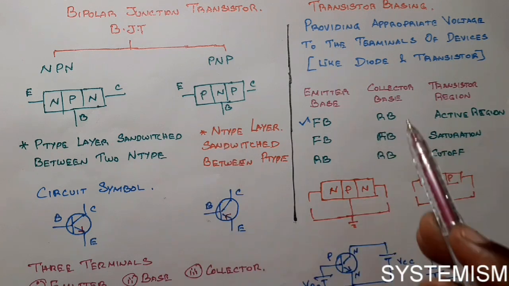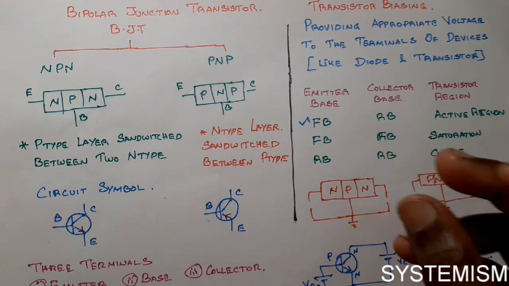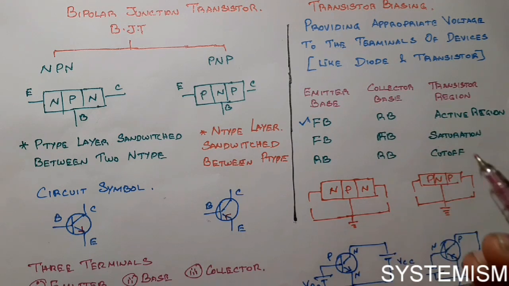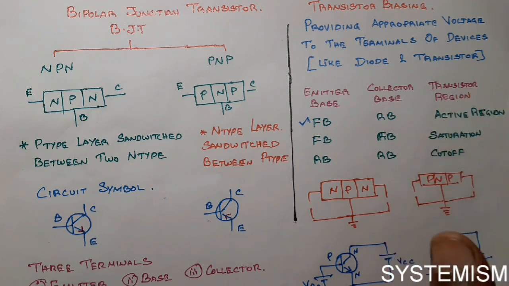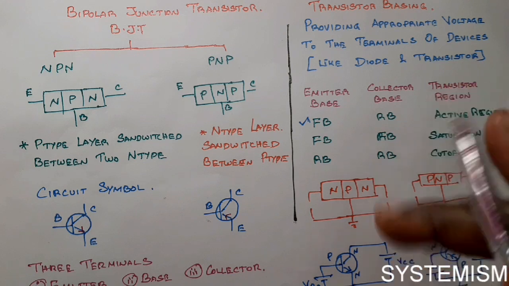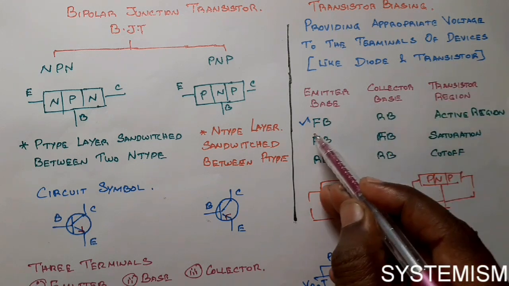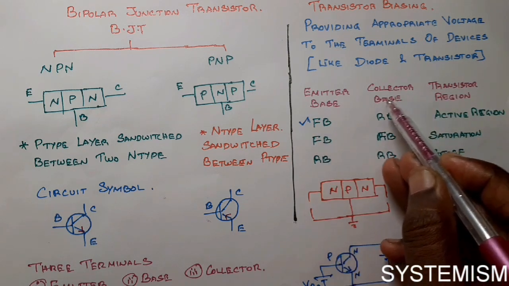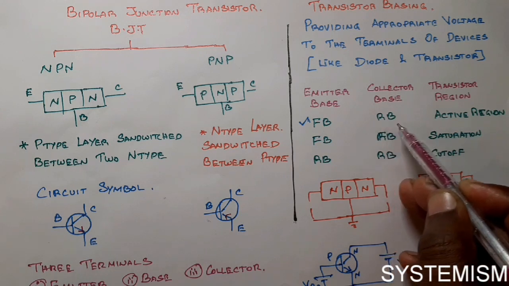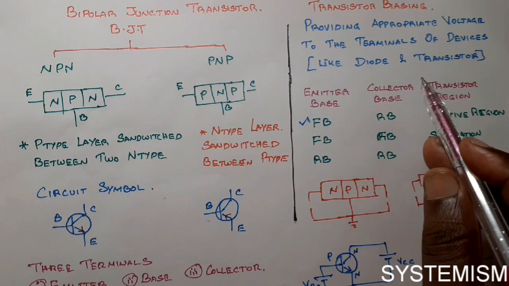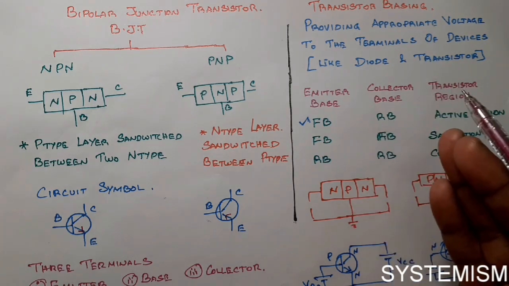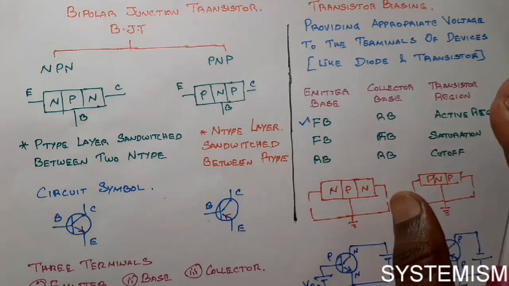terminals. Okay, normally whenever you see a transistor, you should know that if the transistor is working properly, then the biasing given to it is: emitter base is given forward bias, collector base junction is given reverse bias, then only the transistor will work properly. Okay, if you give different biasing to the terminals, then it will not work properly.